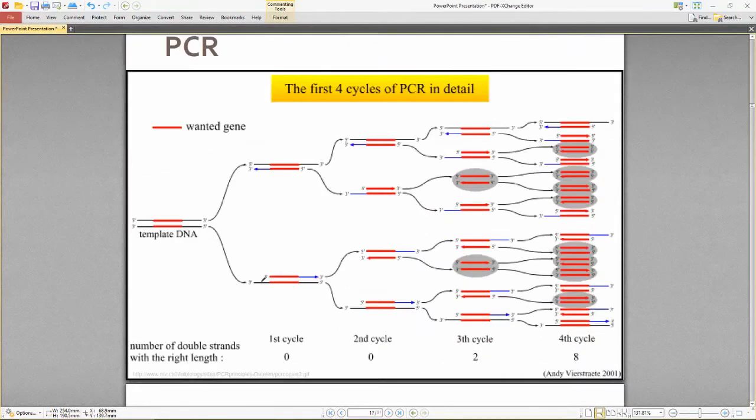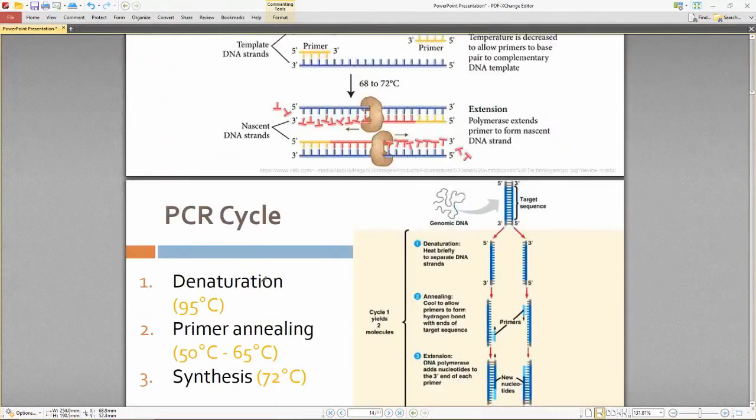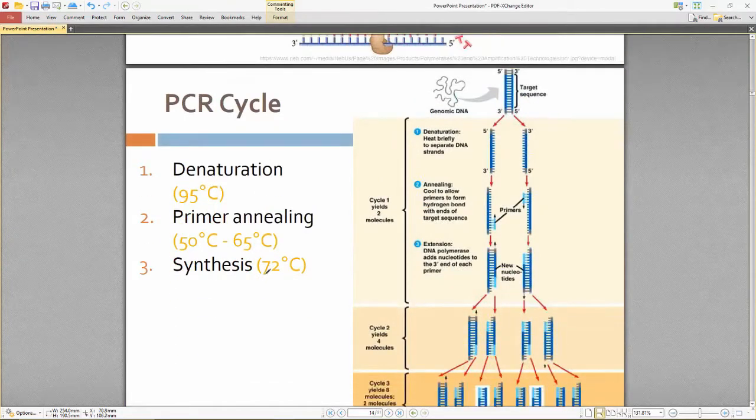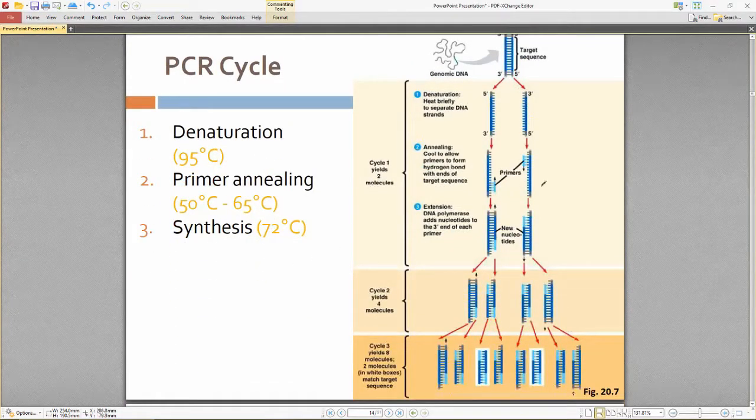So I guess we don't go over it in separate slides. Let's refer to the diagram on the right with the steps here. What is denaturation? Denaturation is when you briefly heat the DNA at 95 degrees Celsius to interrupt the hydrogen bonds and separate the DNA strands.